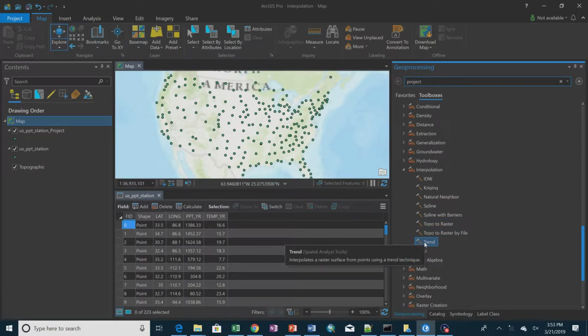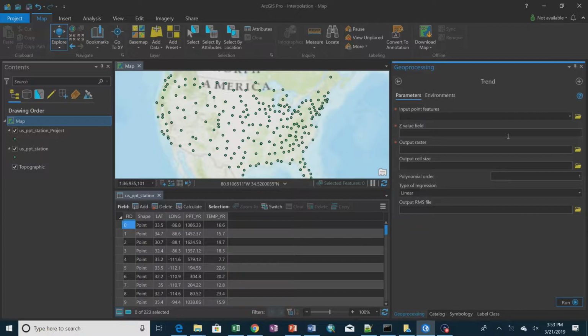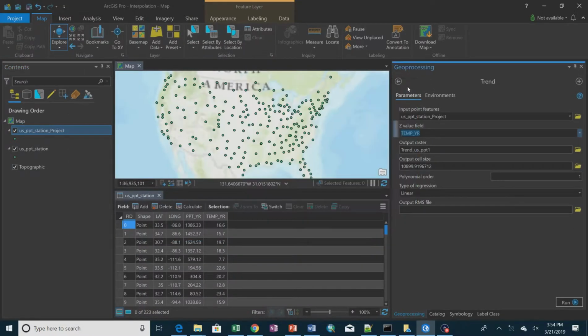Trend surface, that's one. In fact, let's start with that one. We're going to create a trend surface of the precipitation values. So let's take the US PPT station project, and let's predict the average temperature per year using a trend surface. That'll be kind of interesting, right? So here is the output. What's the cell size? Let's choose a nice clean number instead of that number. These cell sizes are probably in meters. They're in whatever coordinate system this is in. So it's in meters. So if we said 10,000, we're basically saying 10 kilometers.